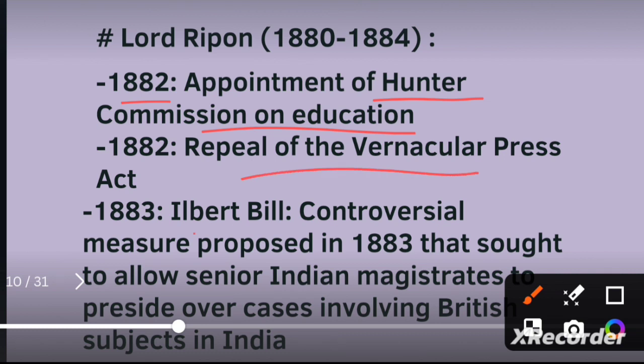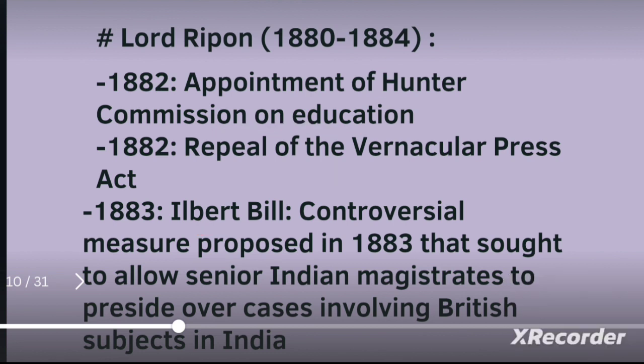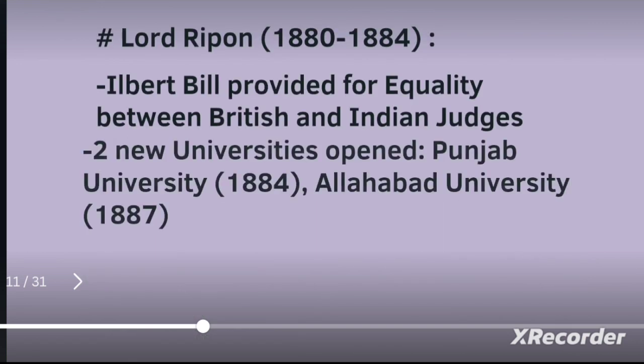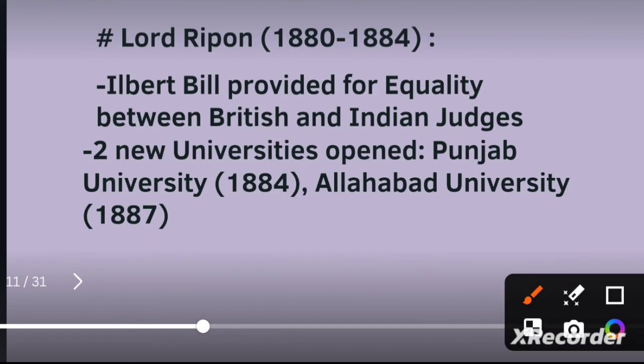1883, Ilbert Bill. A controversial measure proposed in 1883 that sought to allow senior Indian magistrates to preside over cases involving British subjects in India. The Ilbert Bill provided for equality between British and Indian judges. Two new universities were opened: Punjab University 1884, Allahabad University 1887.